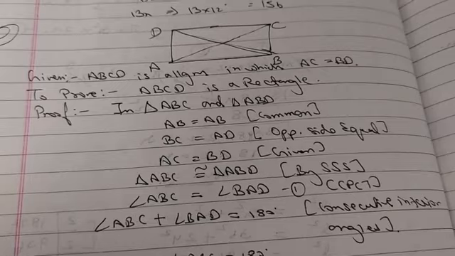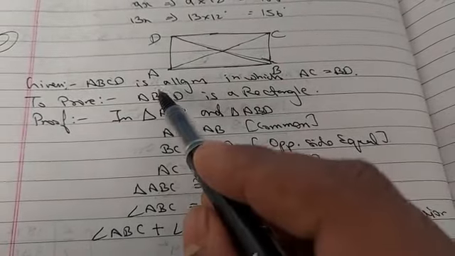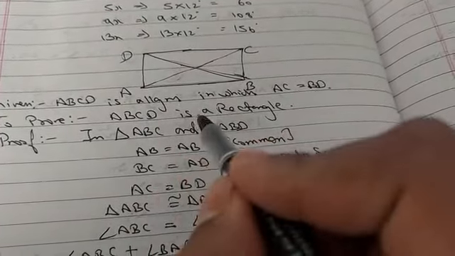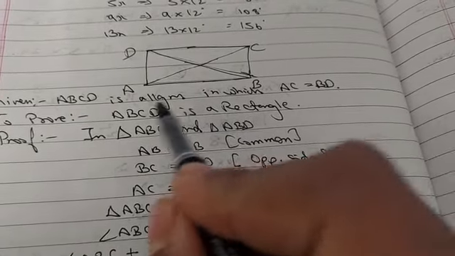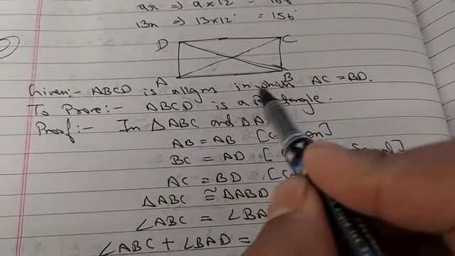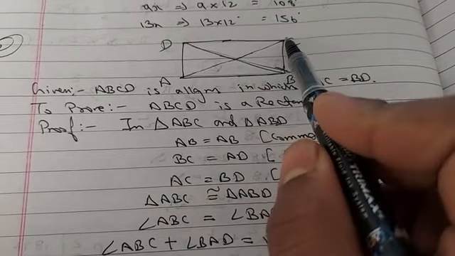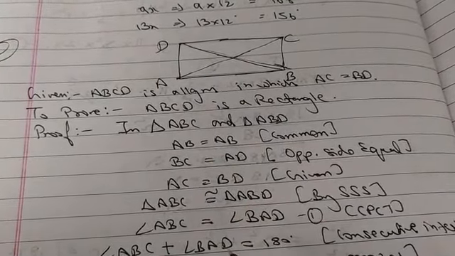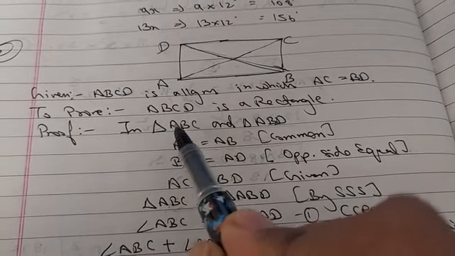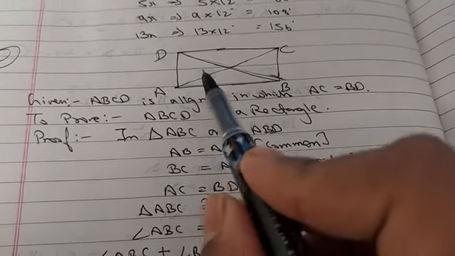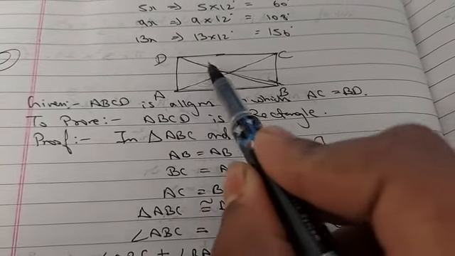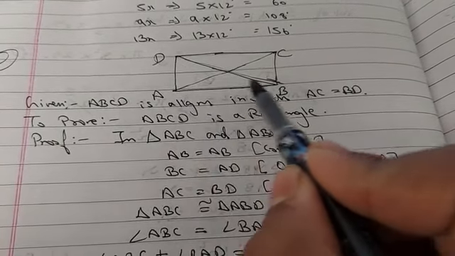then show that it is a rectangle. Now we have to prove this ABCD, which is a parallelogram, is a rectangle. Given is what? ABCD is a parallelogram in which AC equals BD. These diagonals are equal, given, and we have to prove ABCD is a rectangle. So first I take these two triangles, triangle ABC and triangle ABD. These two triangles I will take.